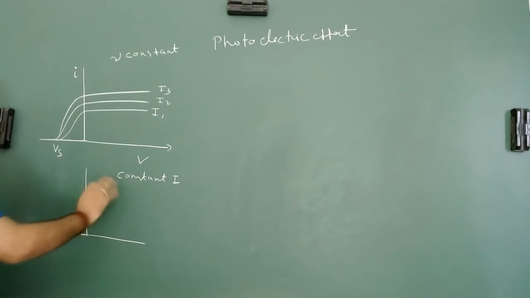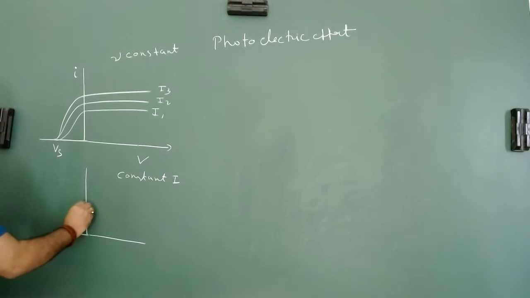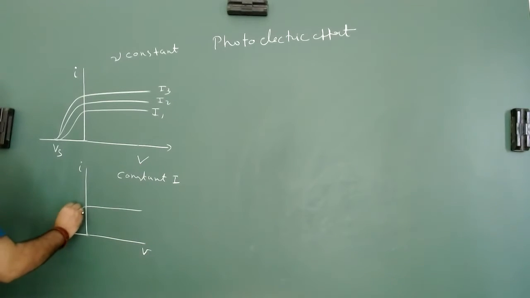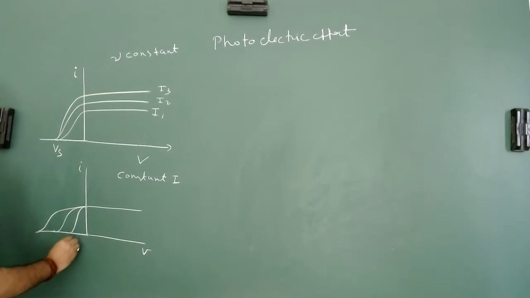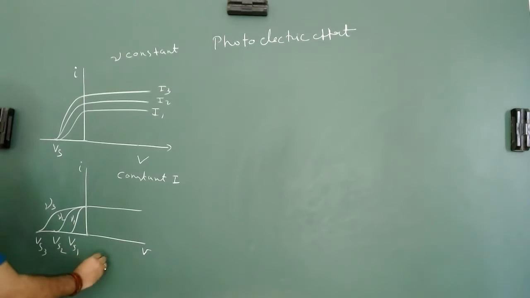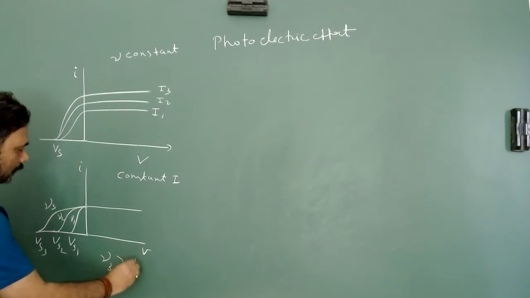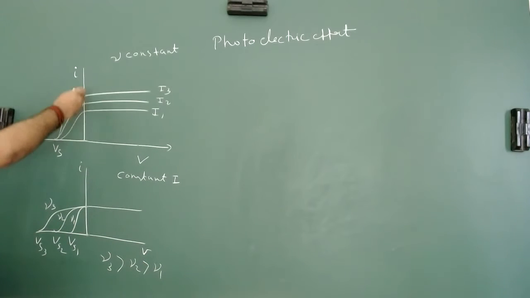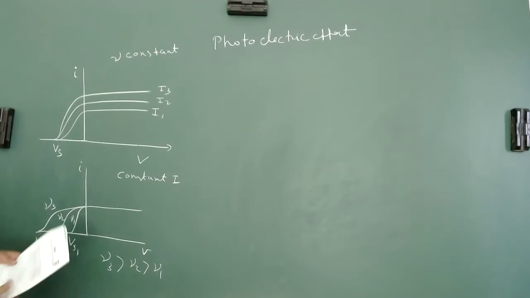The second curve is for constant intensity, constant I, but we are varying the frequency. What will we get? This is again an I-V curve. We have this type of expression, and we have seen that the stopping potential is different as we are changing the frequency. Here we have nu 3, nu 2, nu 1, so nu 3 is greater than nu 2, which is greater than nu 1.